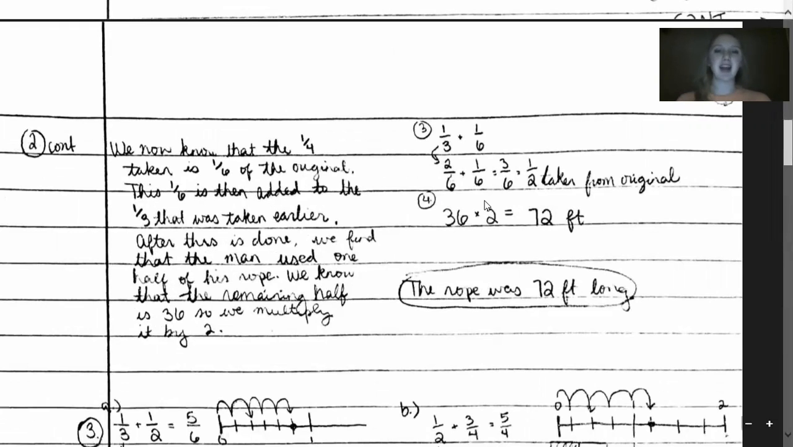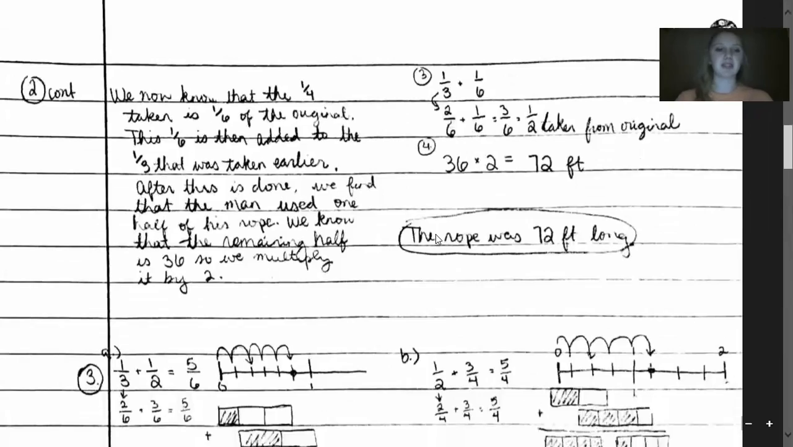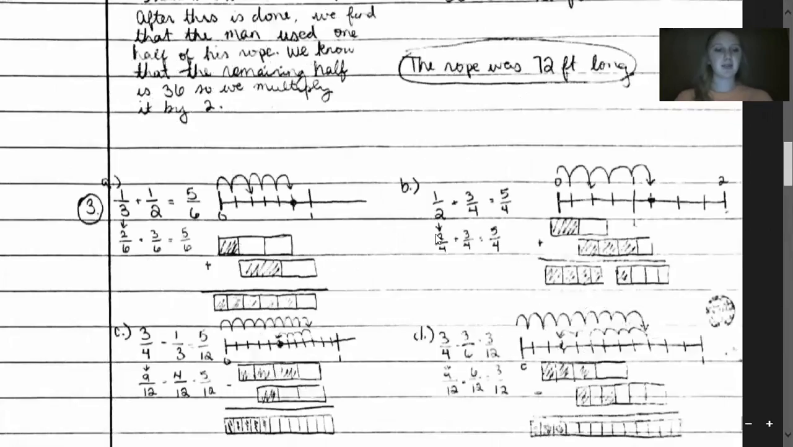We know that the second half that's left over is 36 feet. So we would multiply that by 2 because it's only half of the whole, and we would get 72 feet of rope, which was the original piece that he purchased.